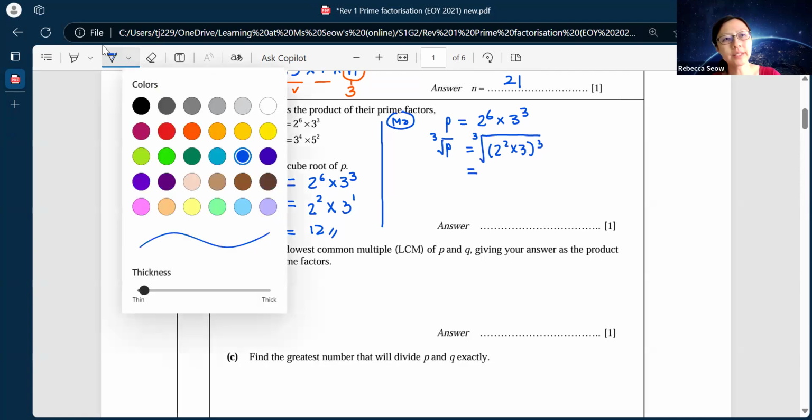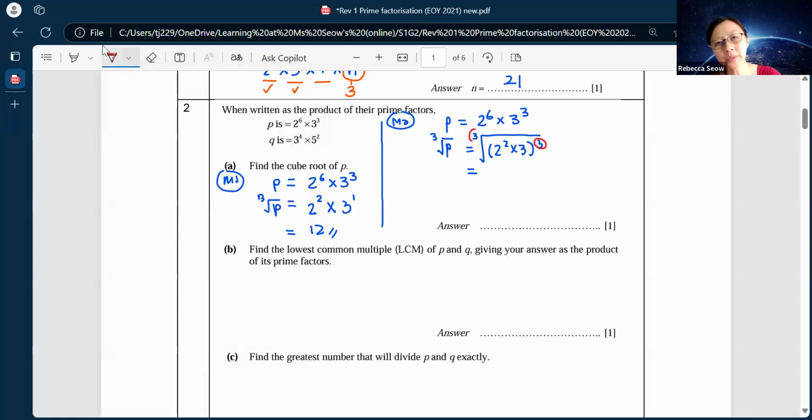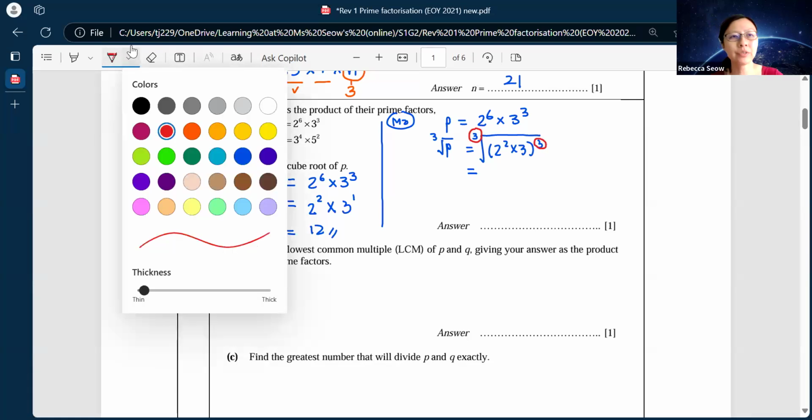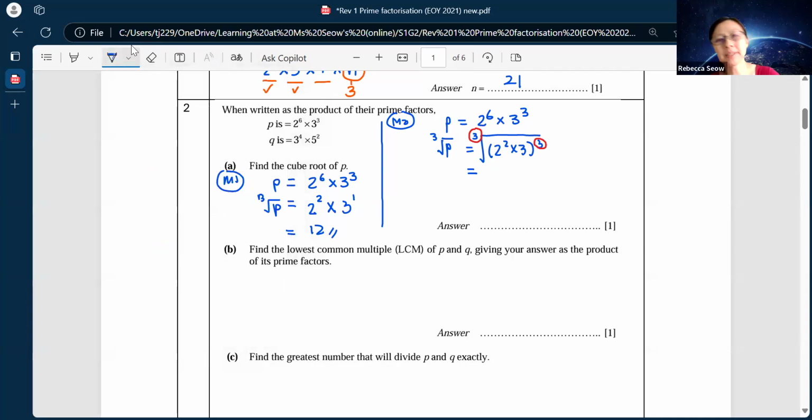Okay, so once you see this, the cube and the cube root basically neutralize each other. That means the cube and the cube root will be gone at the same time. So therefore, our answer will be 2 squared multiplied by 3, which gives 12.